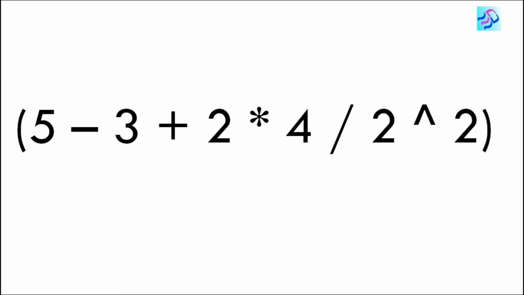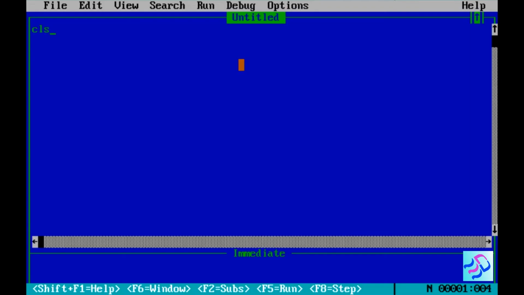Let's look at the example. In this equation, power is solved first, then it is divided, then multiplied, then add, and then subtracted. Let's look at this equation in Qbasic. CLS, A is equals to bracket 5 minus 3 plus 2 into 4 divided by 2 to the power 2. Print A and F5. The result is 4.